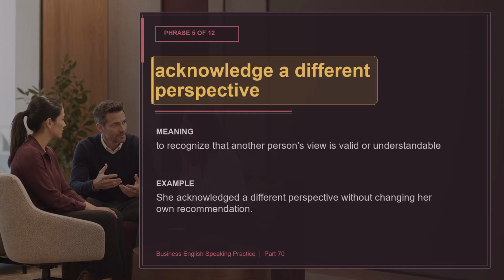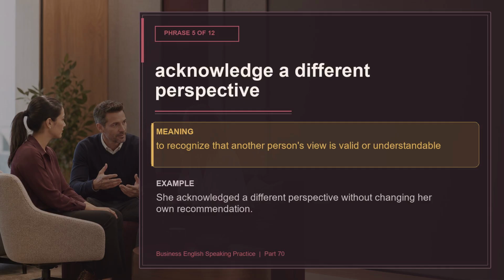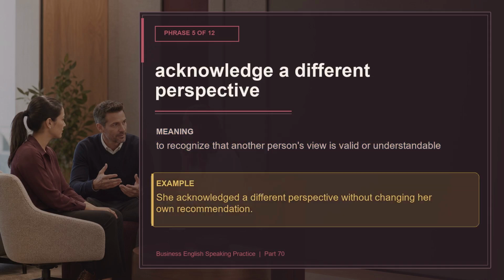Phrase 5. Acknowledge a different perspective. Meaning: to recognize that another person's view is valid or understandable. Example: she acknowledged a different perspective without changing her own recommendation.